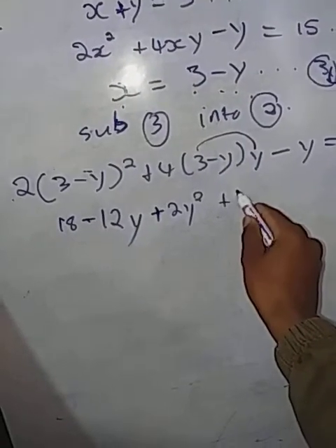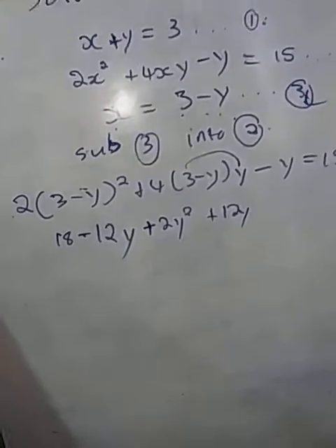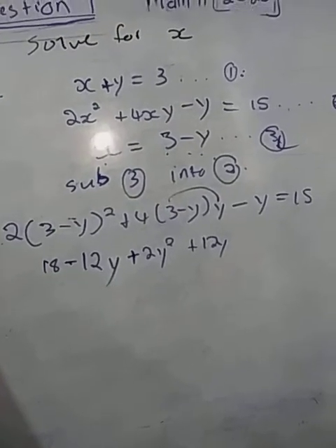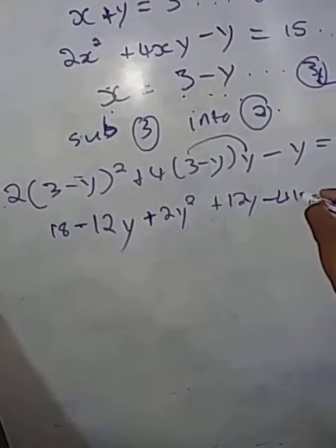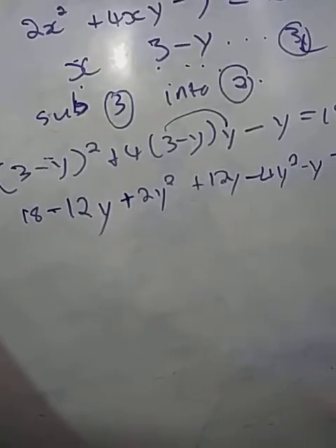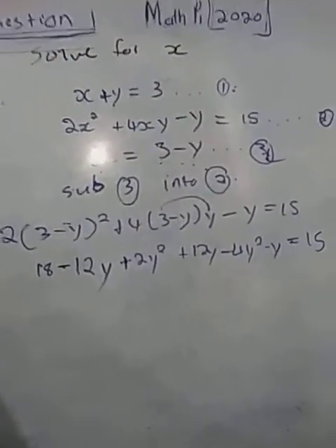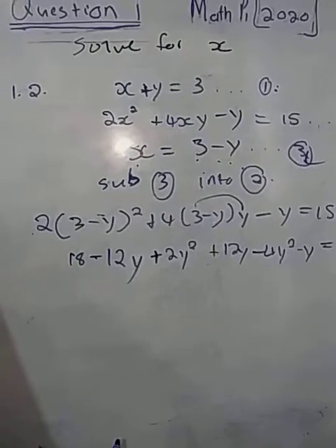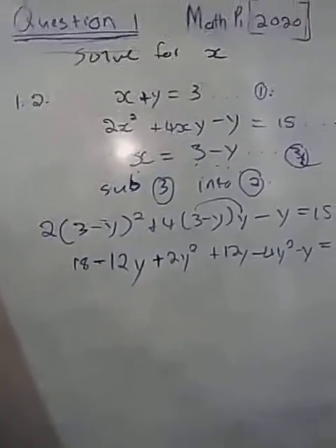You can just say plus 12y. Then negative y multiplied by y is negative y squared, multiplied by 4 is negative 4y squared, minus y equals 15. Okay, so now here I'm going to add the like terms, and also rearrange this equation nicely at the same time.